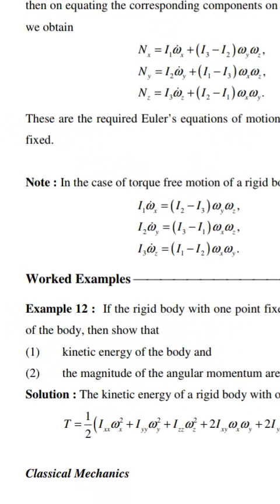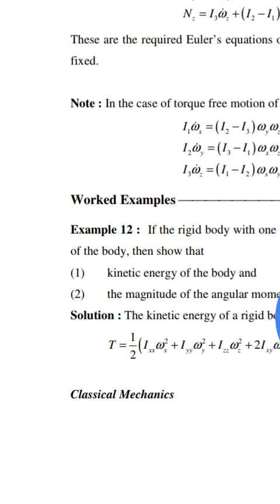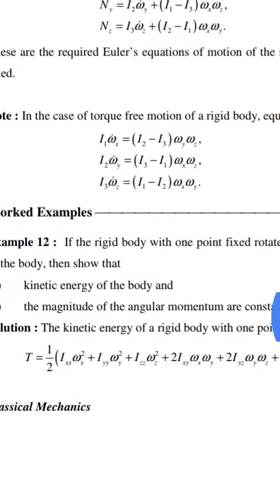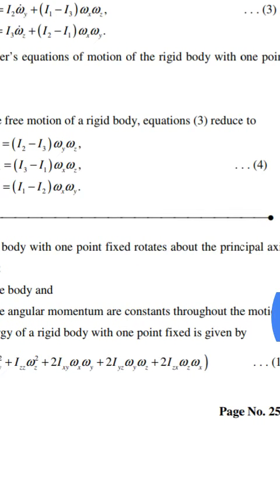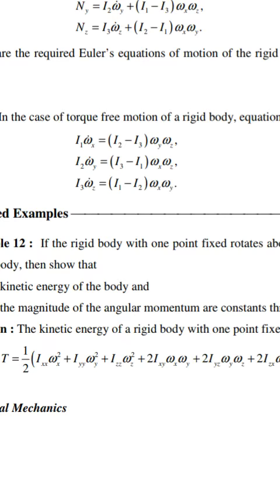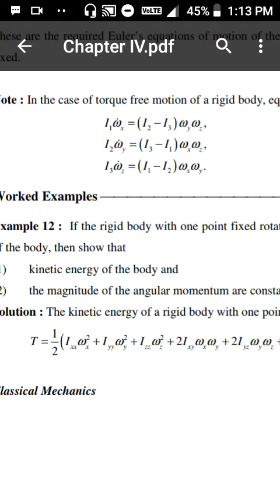These are the required Euler's equations of motion of the rigid body with one point fixed. In the case of torque free motion of a rigid body, equation 3 reduces to I1 wx dot is equal to (I2 minus I3) wy wz, I2 wy dot is equal to (I3 minus I1) wx wz, I3 wz dot is equal to (I1 minus I2) wx wy, and this is required.